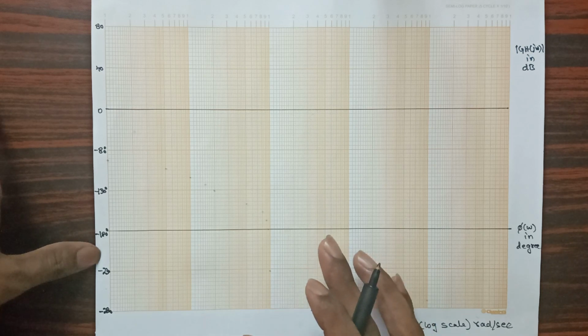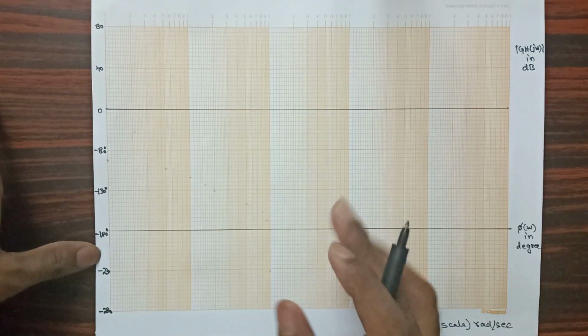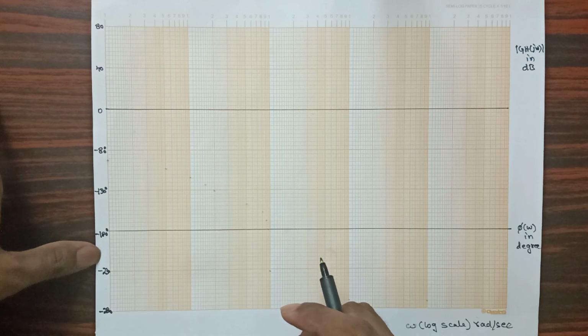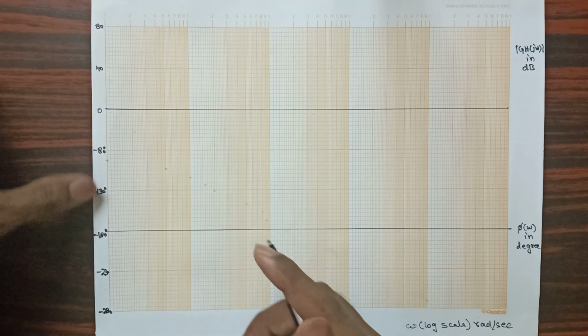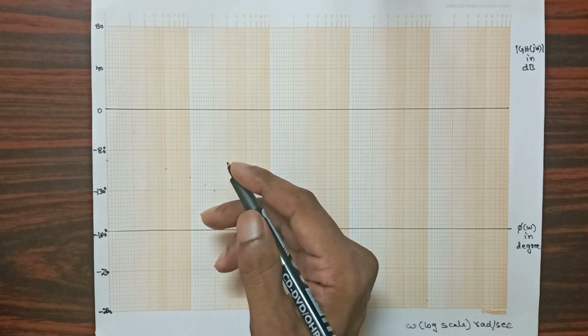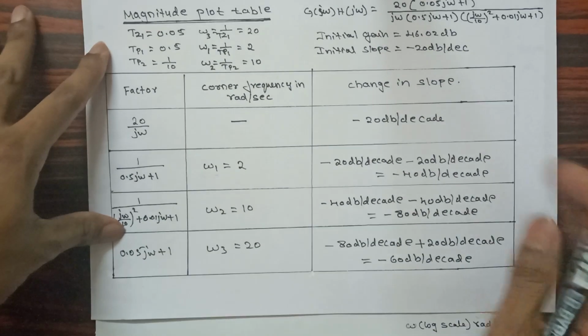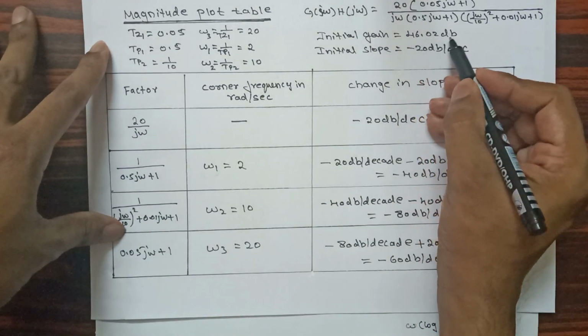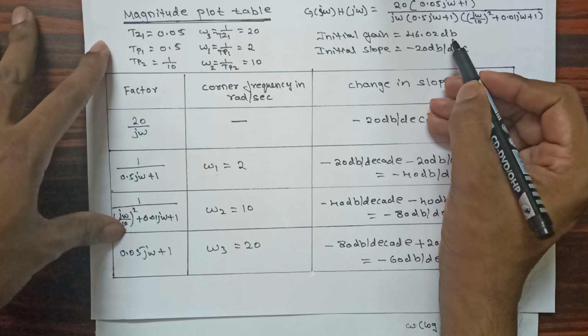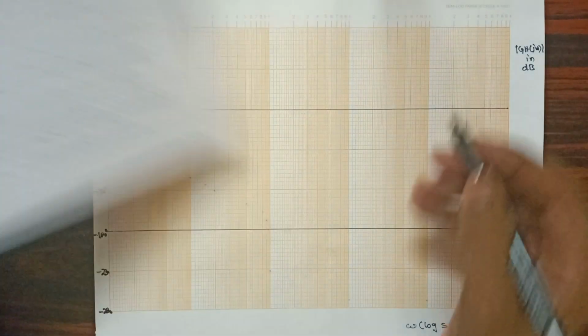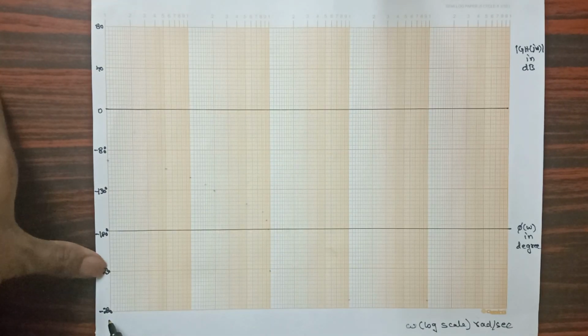Now we are going to plot the magnitude plot, and then we'll plot the phase plot. As we know, the initial gain we got in this example is 46.02 dB at omega equal to 0.1. So first I need to consider here omega equal to 0.1.